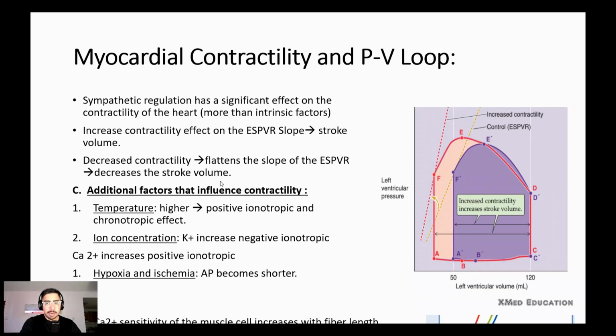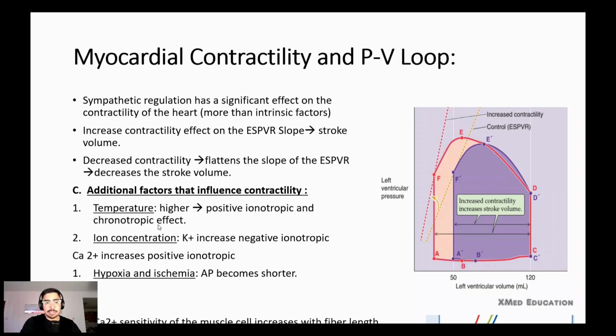And there are some other factors that you need to know about contractility. Temperature can affect contractility. It has a positive inotropic effect and a chronotropic effect, so it can increase the heart rate. For example, when you go to the sauna and it's hot inside, your heart rate will go up.